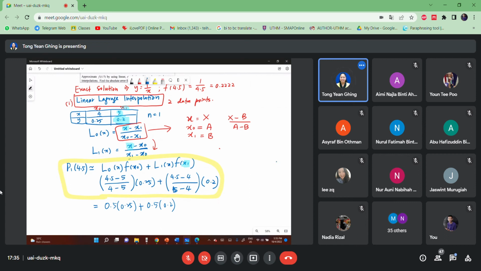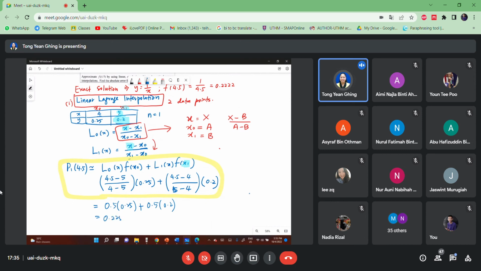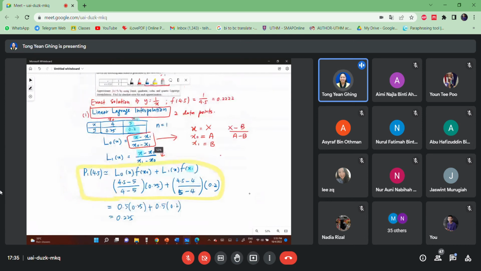Then how much do we get? Multiply 0.5 times 0.25. 0.5 times 0.25, okay. 0.125 plus 0.1. So 0.225. Okay, so this is the approximation.